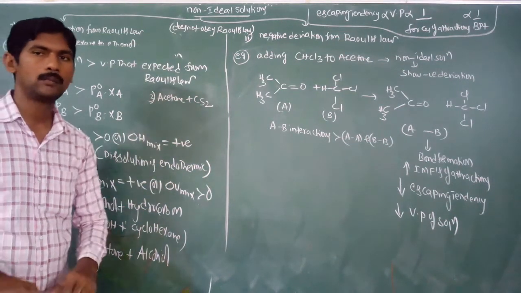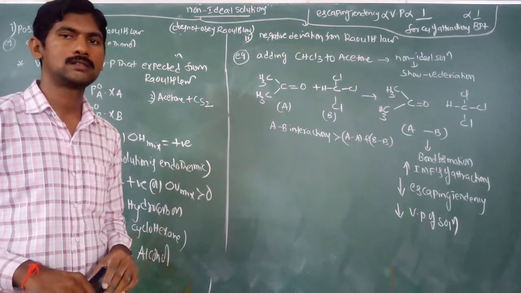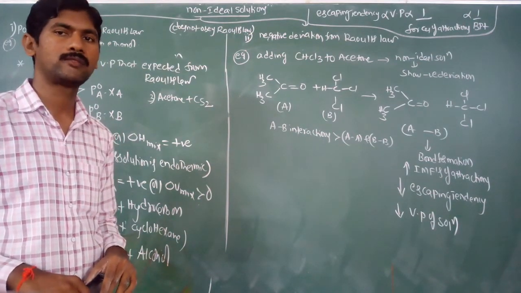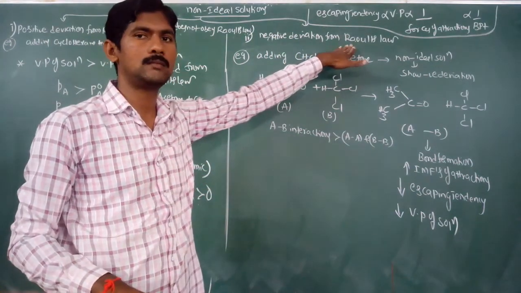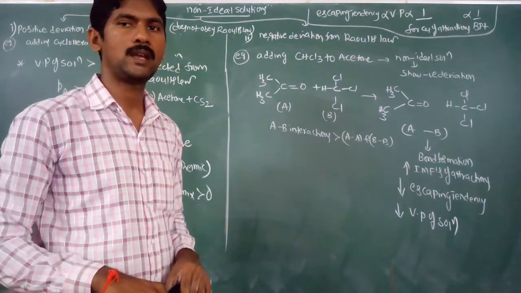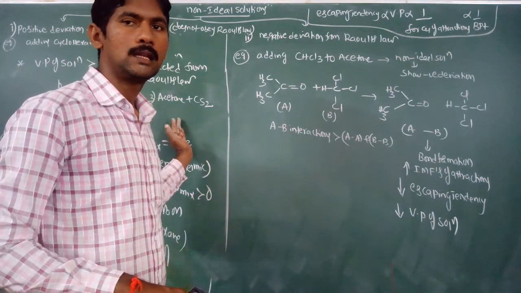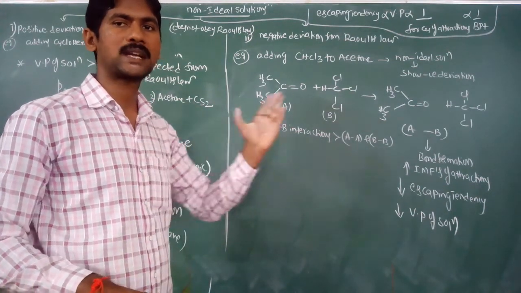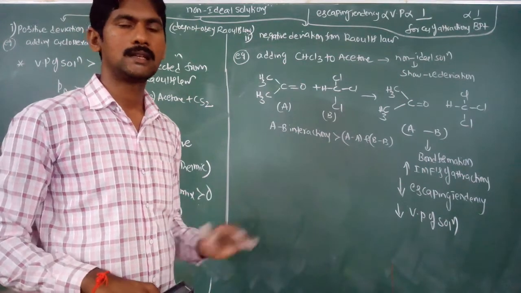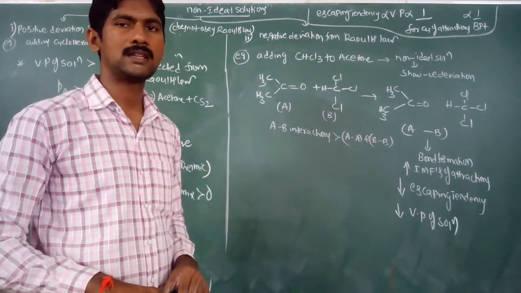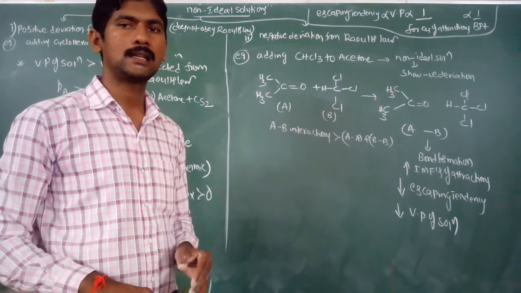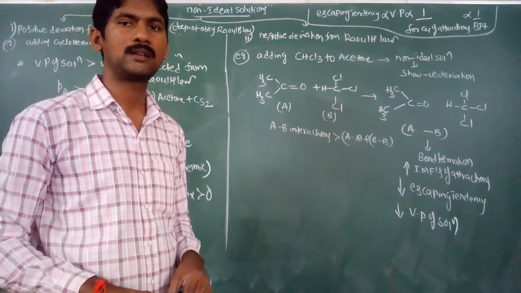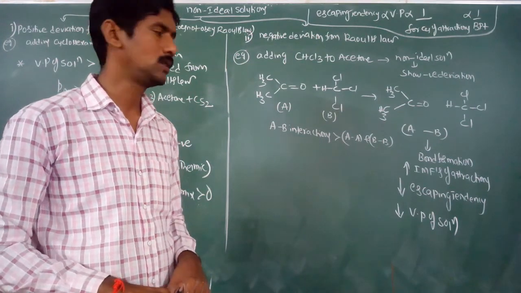So these are the examples of non-ideal solutions which can show positive deviation from Raoult's law. Coming to negative deviation from Raoult's law. Positive deviation means the vapor pressure of solution is more than the vapor pressure expected from Raoult's law. Quite opposite to positive deviation, negative deviation means the vapor pressure of solution is lower than the vapor pressure that is expected from Raoult's law.